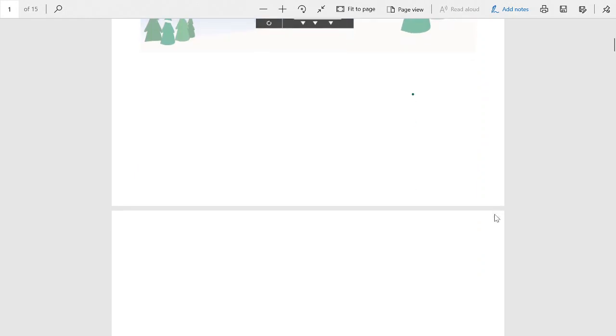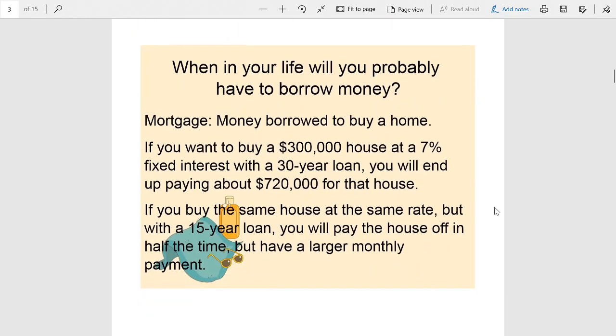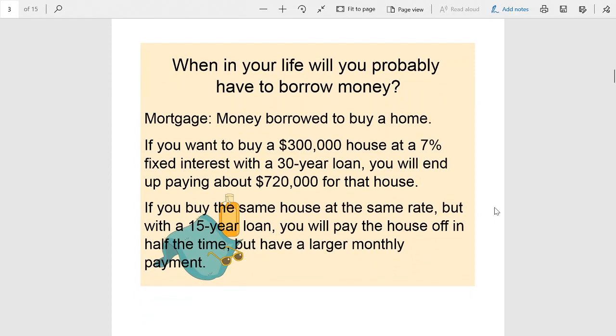So, to begin, when have you had to borrow money? Well, your parents have probably had to borrow money for different situations, and in your lifetime, you probably will too. One of the most common ones is a mortgage, which is money borrowed to buy a home. For example, you look around at a bunch of different houses, and you end up wanting to buy this one that is $300,000.